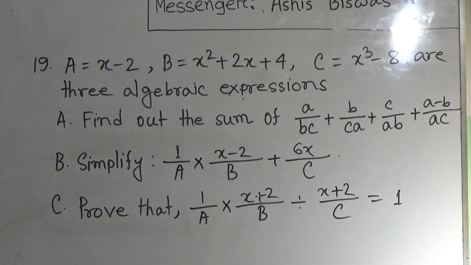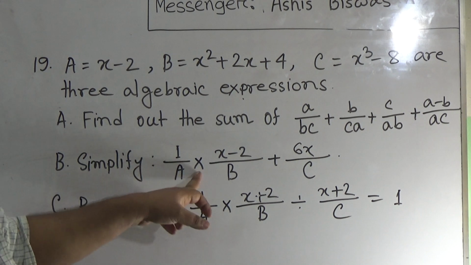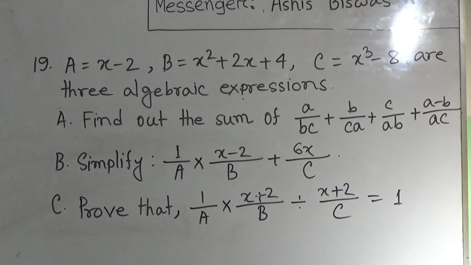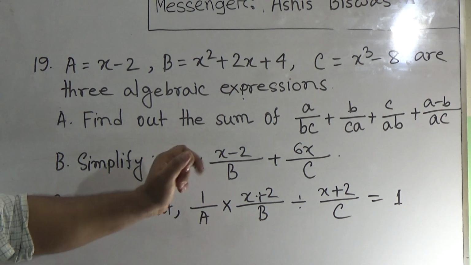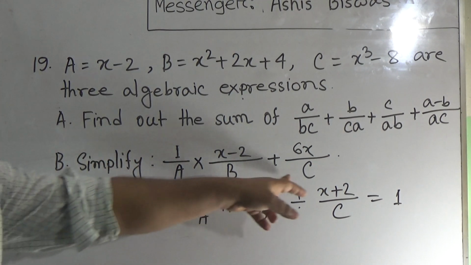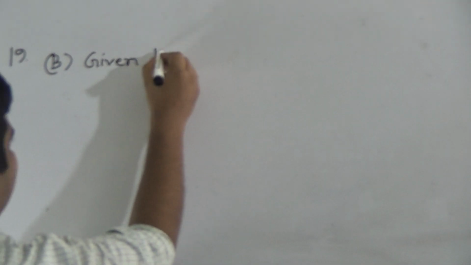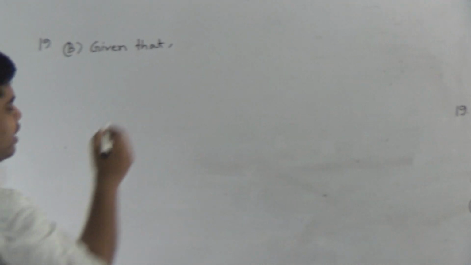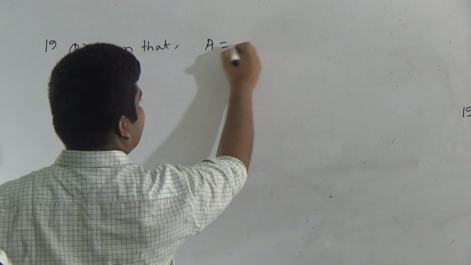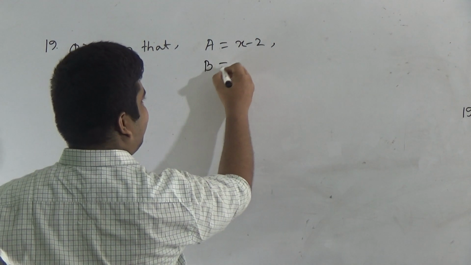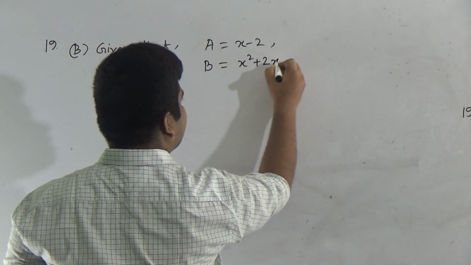Here question number B is 1 by A multiply x minus 2 divided by B plus 6x divided by C. So in order to solve this expression, we need the value of A, B and C. So first of all, we write given that: what is the value of A? The value of A is x minus 2. What is the value of B? The value of B is x square plus twice x plus 4.